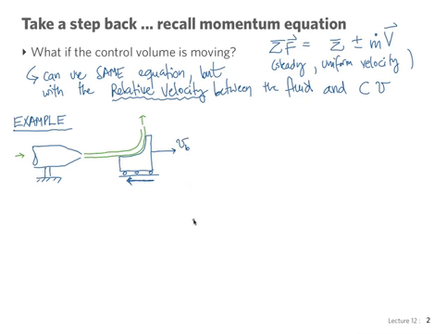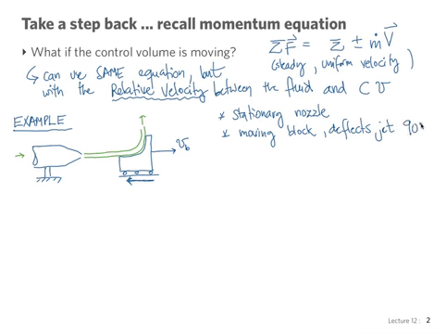The whole vane, or a sort of moving block, is moving with a velocity v_B, B for box. The nozzle is stationary, so we have a stationary nozzle, a moving block which deflects the jet by 90 degrees as shown in the sketch.